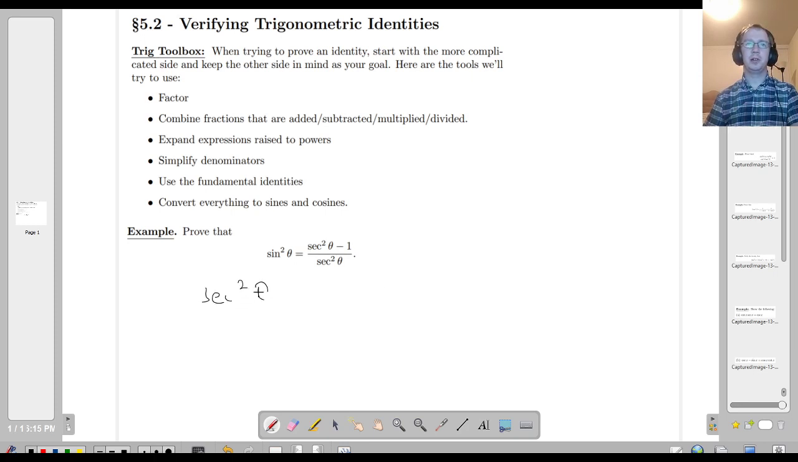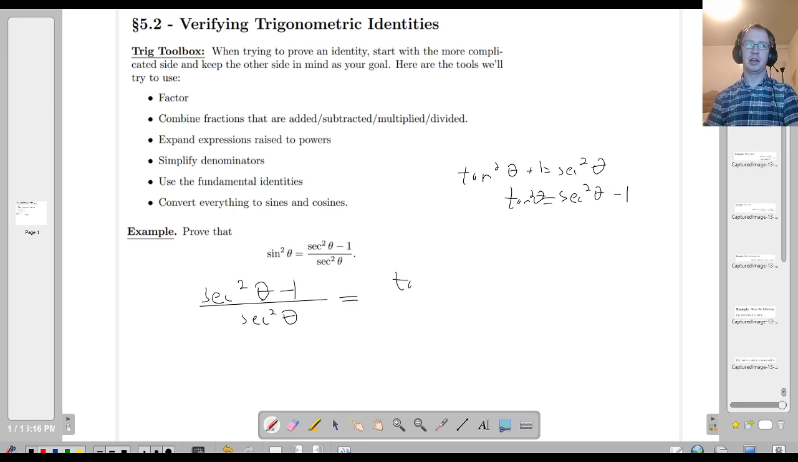So I'm going to write out the right side. And I'm just going to do the first thing that occurs to me. I've got a trig function squared and a 1, so I bet there's a Pythagorean identity that I could use there. Thinking about my Pythagorean identity: tan squared theta plus 1 equals secant squared theta. So let's solve for secant squared theta minus 1. I'm going to replace the top with tangent squared theta. So now I have tangent squared theta over secant squared theta.